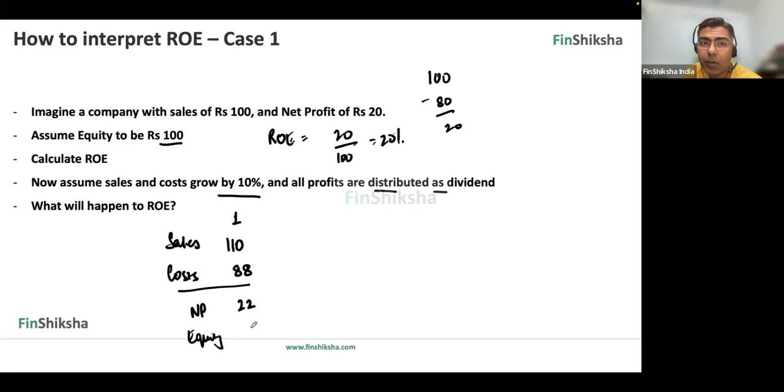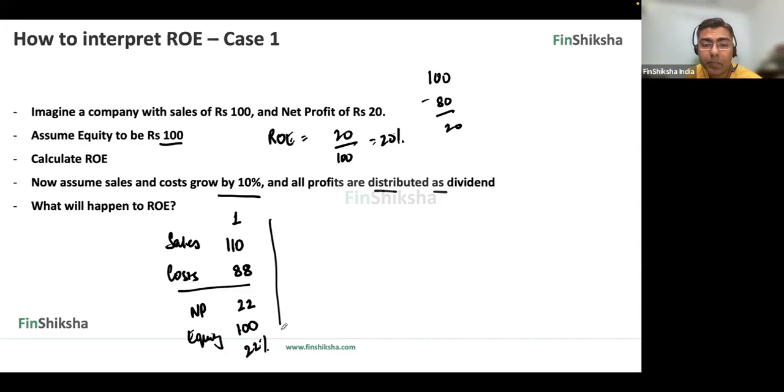Equity has not changed because you've not adjusted the balance sheet value for inflation. That you haven't done. The balance sheet value remains the same. What is ROE now? ROE goes up to 22%.